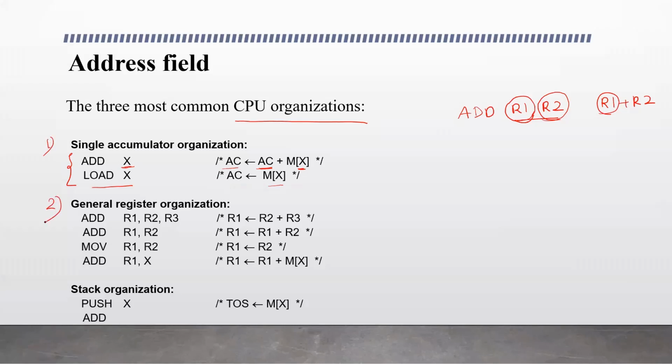The second type of CPU organization is general register organization. We know that there are general purpose registers. We have learned many special purpose registers. The accumulator is one special purpose register available in the CPU, where the data is stored by default. And there are other special purpose registers like the program counter. Why is it called a special purpose register? Because it has a special purpose. The PC is always used for keeping the address of the next instruction. So it is used for this purpose only.